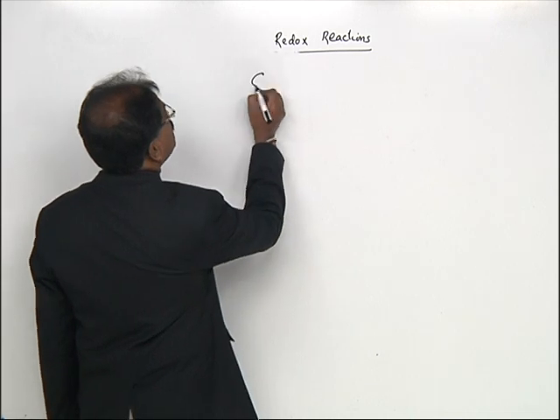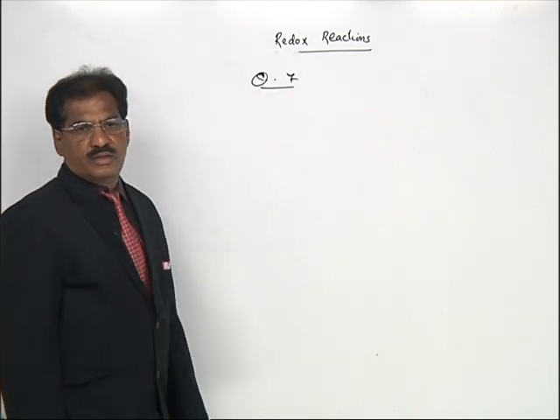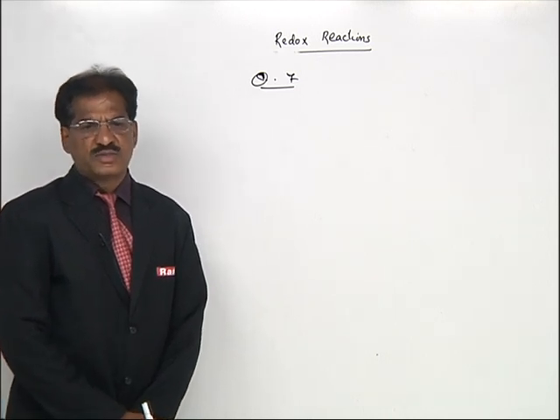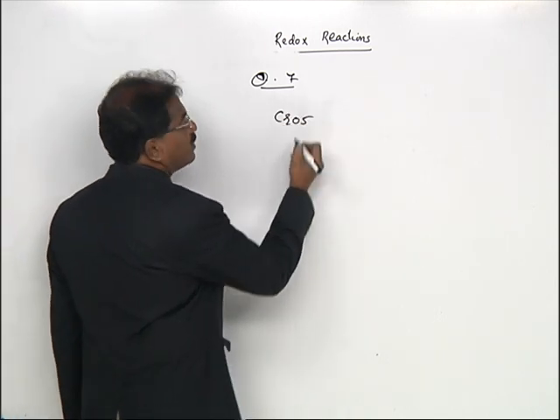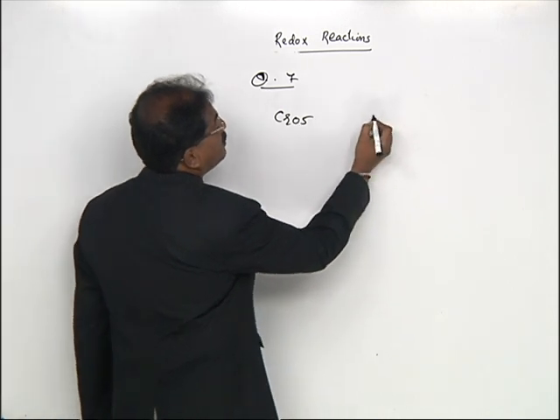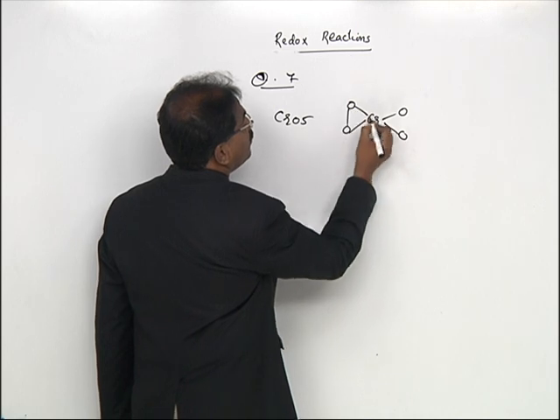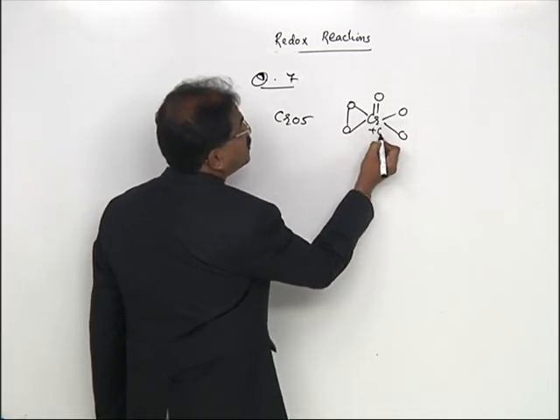Next, question number 7. In which of the following compounds does the transition metal have a 0 oxidation state? In the first option, CrO5 is given. Here CrO5 has the butterfly structure. Therefore, in this butterfly structure, chromium exhibits the +6 oxidation state.